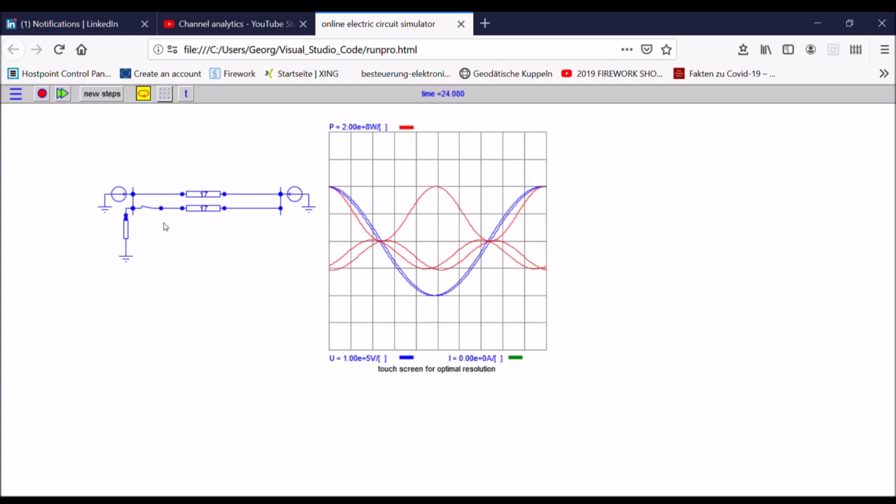But what happens now if I open one of the two lines? You can see now that I get much less power from this side than from this side. Because if I have only half of the transmission lines, of course also only round about half of the power can be transported from here to here. What would I have to do now if I lose one of the lines and still want to transmit the same amount of power as before?